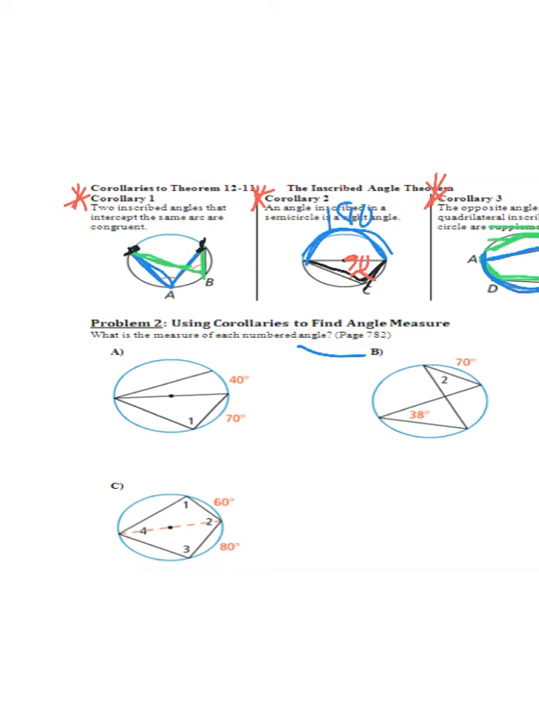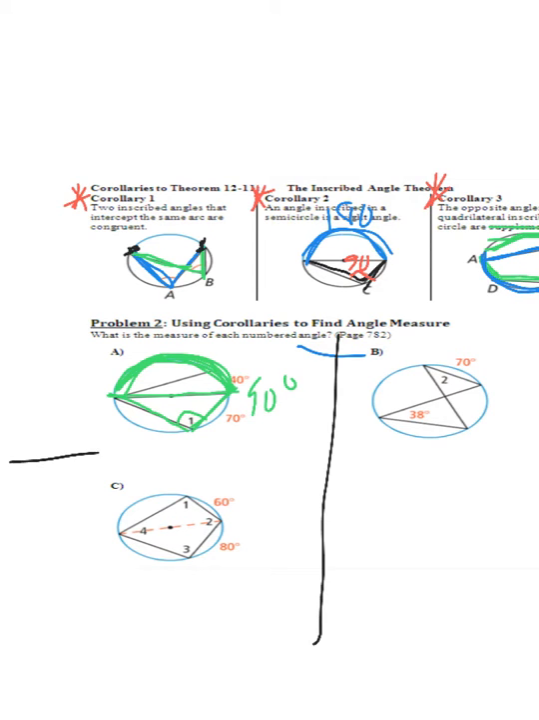Okay, so a couple examples here. So we're using the corollaries to find the angle measure. For part A, we're looking for angle 1. Now, if you'll notice here, angle 1 goes here. So we're looking for this arc there. If you'll notice, the line going across goes through the middle of the circle. That makes this a semicircle. And if this is a semicircle, angle 1 is going to be a 90-degree angle.